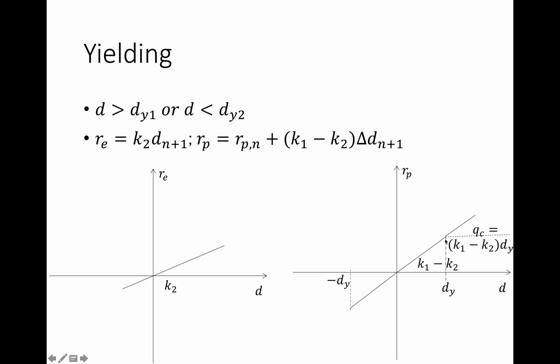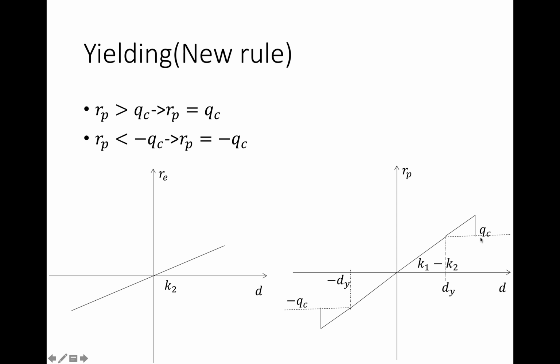However, in the case of yielding, it will go over QC if we calculate it by this equation. So RP is larger than QC. In that case, we firstly let it go back down to QC. Or if it is smaller than minus QC, we firstly let it equal minus QC.